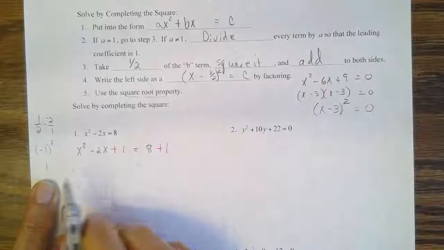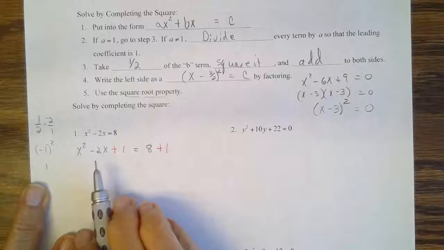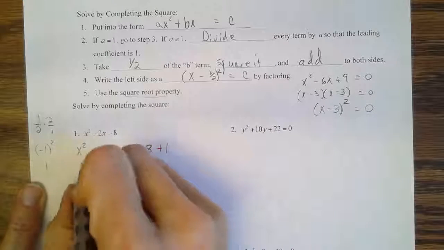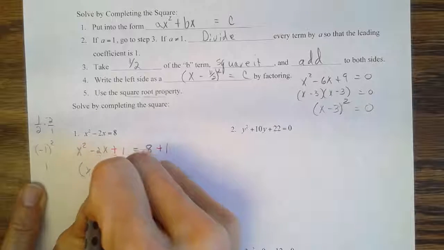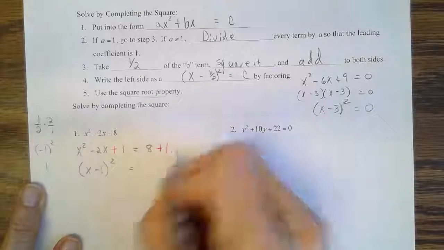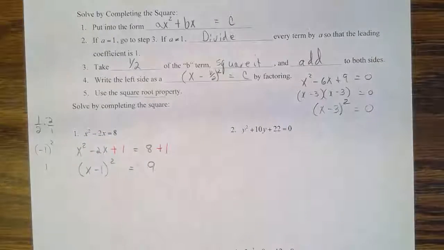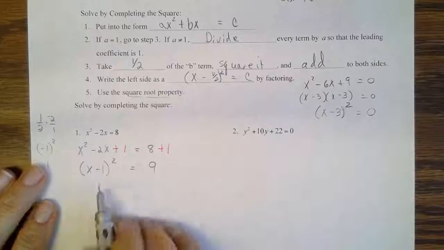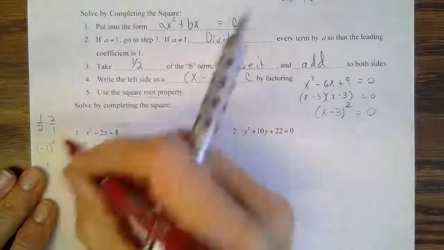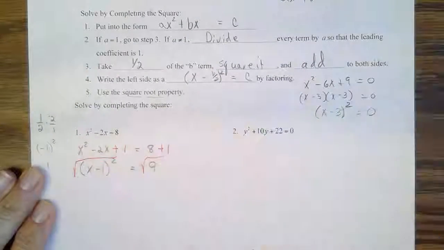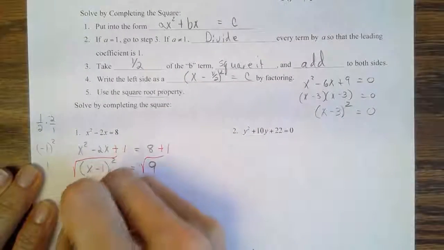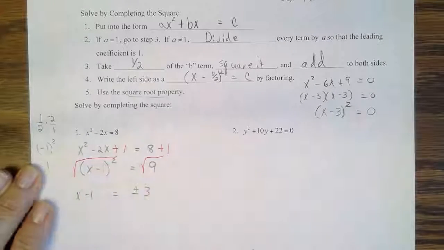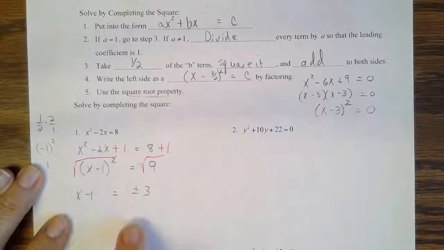What this does on the left-hand side is it creates a perfect trinomial square. Please notice that this will now factor into (x minus 1)(x minus 1). 8 plus 1 is 9. Now, the square root property from intermediate algebra tells us that we're allowed to take the square root of both sides. So I'll come in here, square root both sides. Don't forget your plus or minus symbol. This comes out as x minus 1 equals plus or minus 3. I'm going to add the 1 to both sides.